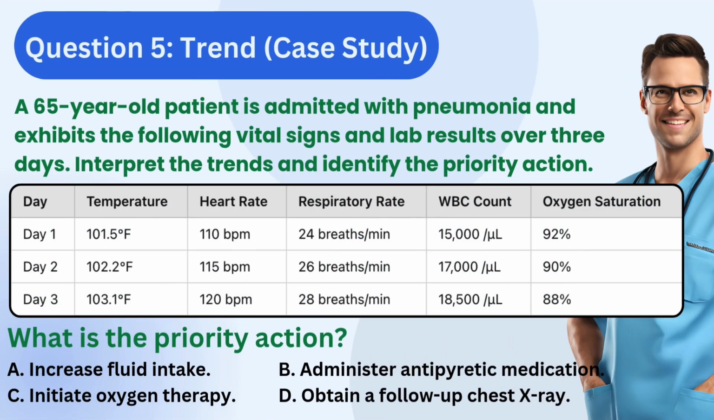Question 5. Trend case study. A 65-year-old patient is admitted with pneumonia and exhibits the following vital signs and lab results over 3 days. Interpret the trends and identify the priority action. Review the information in the table. What is the priority action? A. Increase fluid intake. B. Administer antipyretic medication. C. Initiate oxygen therapy. D. Obtain a follow-up chest X-ray.